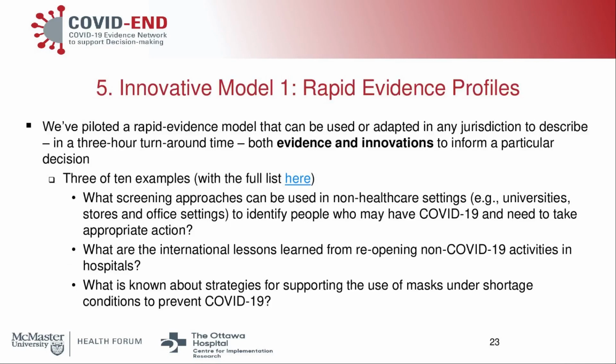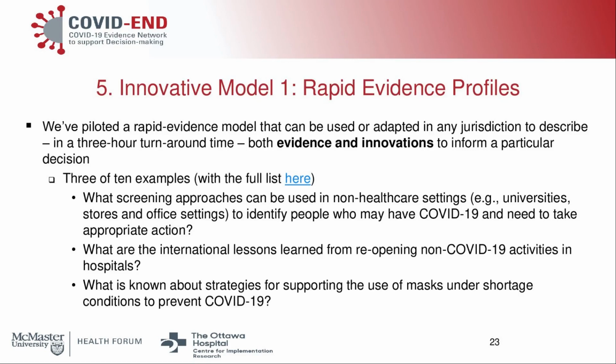One of the examples of rapid evidence is a rapid evidence profile that Dr. John Lavis and his team are doing. We're aware of a number of different organizations that are providing rapid evidence services to different decision makers. As I said, we're doing one as well at the NCCMT, but this is just one, and really incredibly, John and his team are able to provide these rapid evidence profiles in as little as 3 hours in terms of the evidence and the innovations.